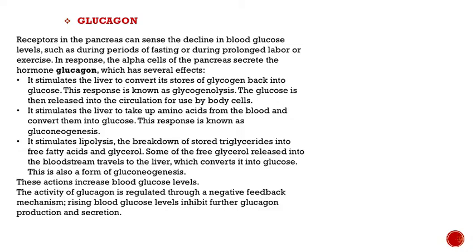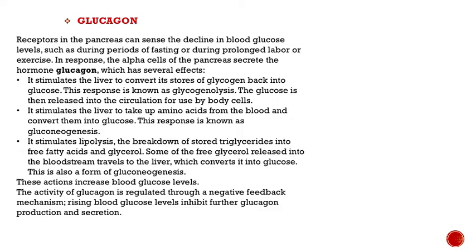It stimulates the liver to take up amino acids from the blood and convert them into glucose. This response is known as gluconeogenesis. It stimulates lipolysis, the breakdown of the stored triglycerides into free fatty acids and glycerol. Some of the free glycerol released into the bloodstream travels to the liver, which converts it into glucose. This is also a form of gluconeogenesis. These actions increase blood glucose levels.